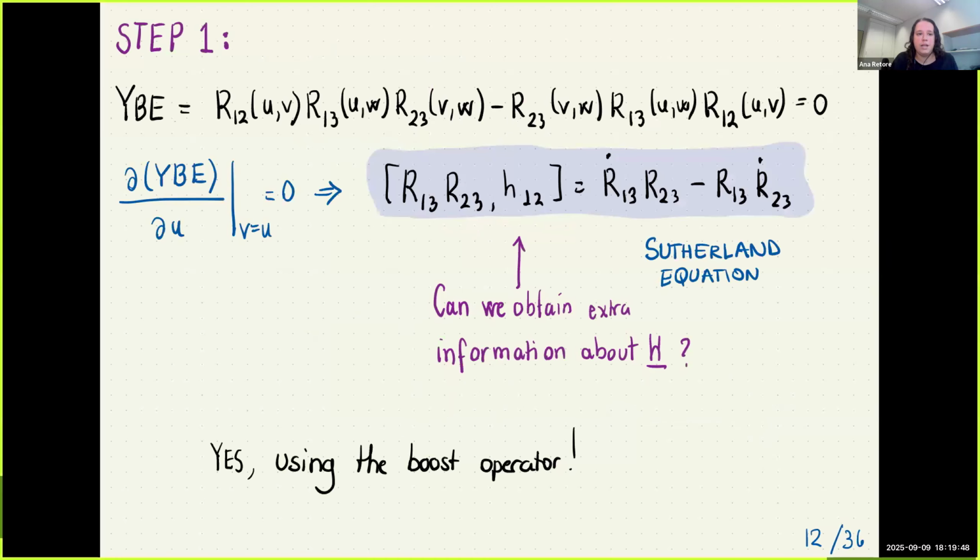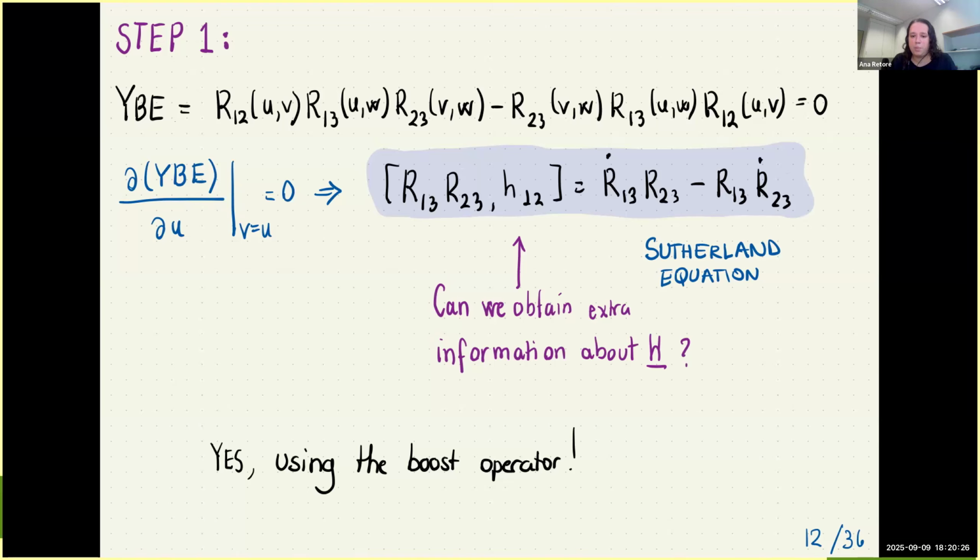Okay, so we have all the ingredients. Let's say what the method does. We start with a very traditional step. We start with the Yang-Baxter equation and we apply a derivative with respect to one of the parameters, let's say U, and we send V to U. Then we use those boundary conditions I told you at the beginning, the regularity, and that the derivative of the R gives you the Hamiltonian. We plug it in and we have a type of Sutherland equation. But this is still very hard to solve because we don't know the R, we don't know the H. So it's quite complicated in general.